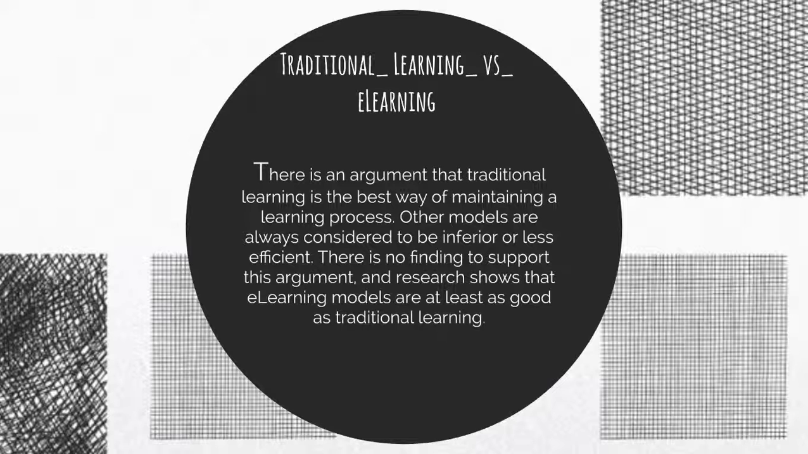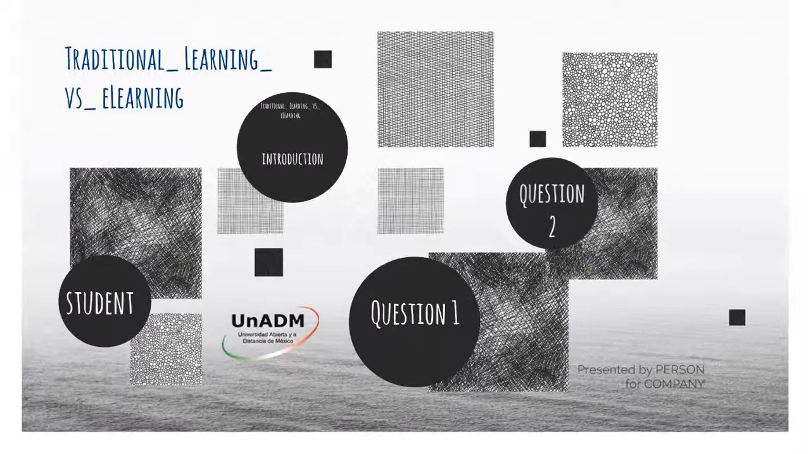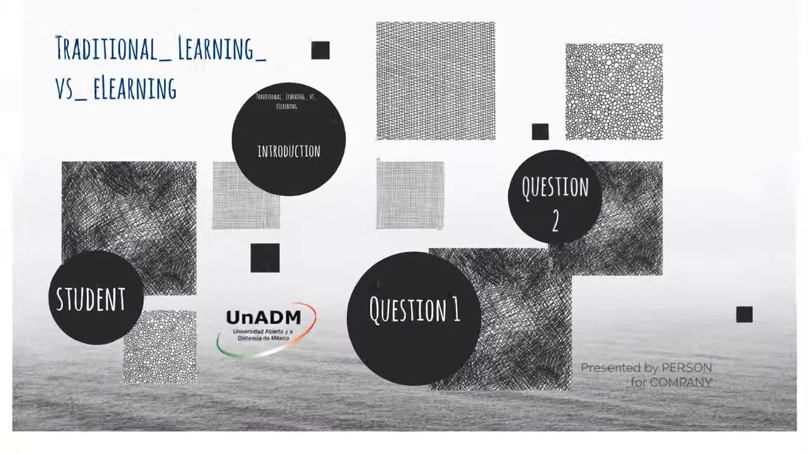There is an argument that traditional learning is the best way of maintaining a learning process. Other models are always considered to be inferior or less efficient. There is no finding to support this argument, and research shows that e-learning models are not less good than traditional learning. This activity has two questions.